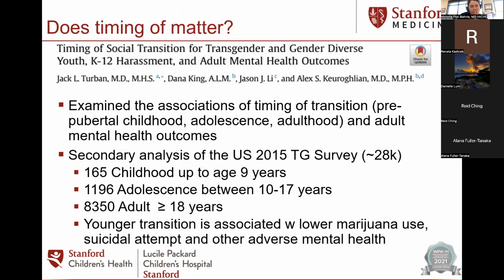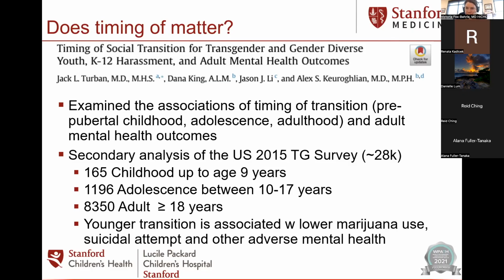So does the timing matter? That was another study that got done. So looking at the association of the timing of transition, whether it's prepubertal, childhood, adolescent, or adulthood, and adult mental health outcomes, a secondary analysis of the US 2015 transgender survey was looked at, and that actually had about 28,000 transgender people, so that's a huge number. 165 of those who completed the survey said that they transitioned up to age 9. About 1,200 were 10 to 17, and then the rest were the majority greater than 18.